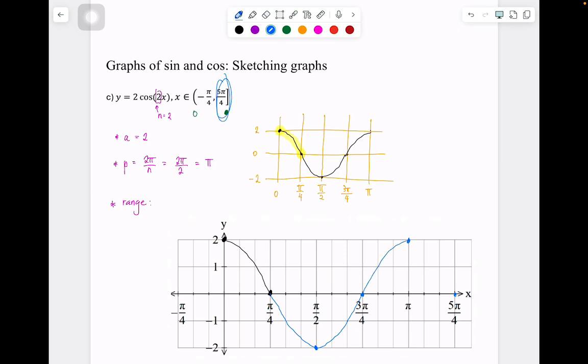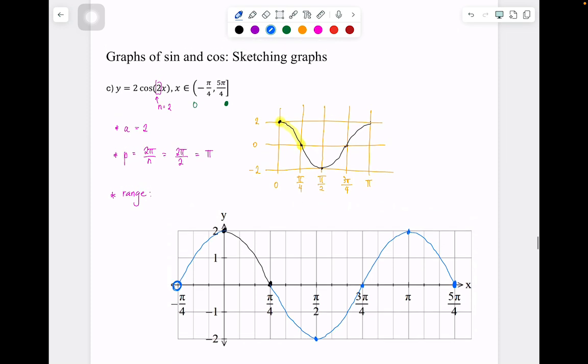So extend this graph up until 5 pi on 4, where we have a solid circle, or a closed circle, because we have a square bracket. Similarly, if we extend to the left to get to our left endpoint, we get to negative pi on 4, but for this point, we have an open circle. Once we've put in every coordinate and sketched up the smooth curve, we can put in our coordinates.